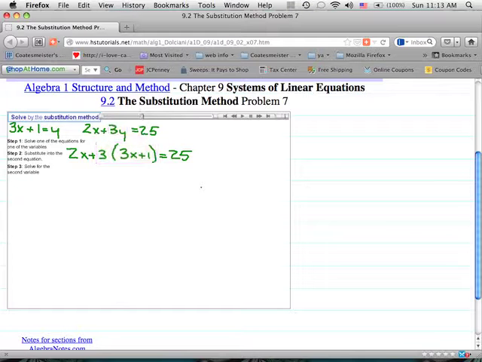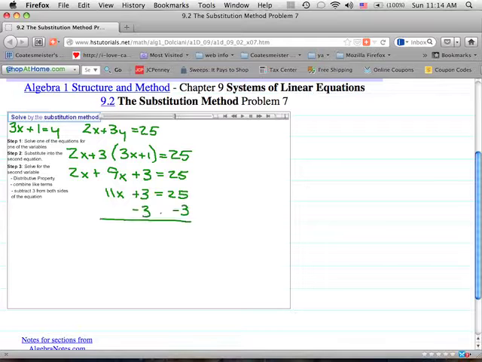Next, I take that equation and solve for x. I'll use the distributive property to get rid of these parentheses. 3 times 3x is 9x, and 3 times plus 1 is plus 3. Now I have the equation 2x plus 9x plus 3 equals 25. I'll combine the like terms, 9x and 2x. That makes 11x. Now my equation is 11x plus 3 equals 25.